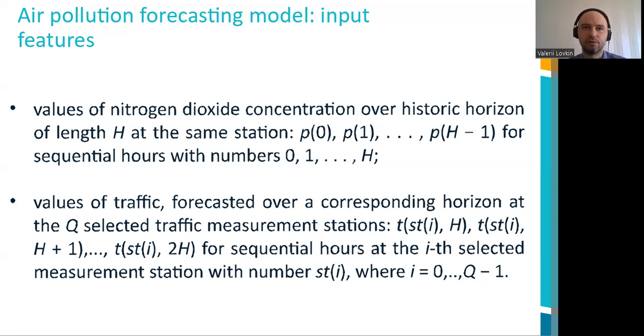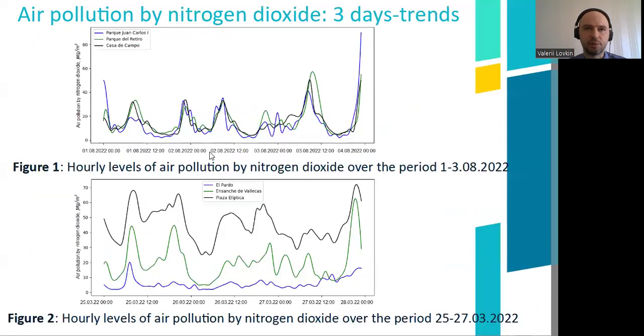As values of traffic on forecast horizon are not known for sure at the moment of forecasting air pollution, a method for traffic forecasting should be applied. I applied bidirectional LSTM models with input features presenting traffic values on historic horizon at forecast station and selected stations as well. For experimental investigation, I used data collected in Madrid, Spain, over a period from January the 1st, 2019 until September the 30th, 2022, and presented in open access at Open Data Portal of Madrid City Council.